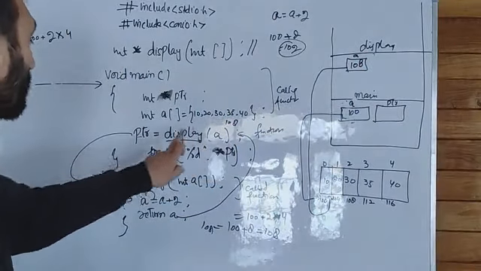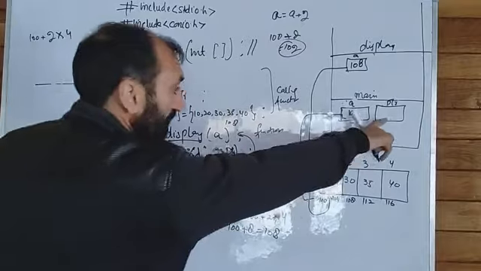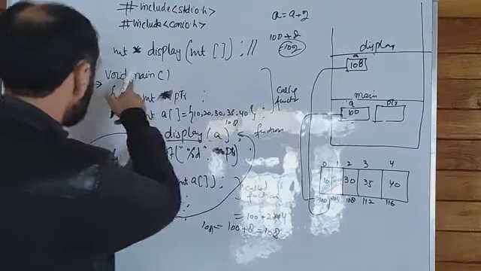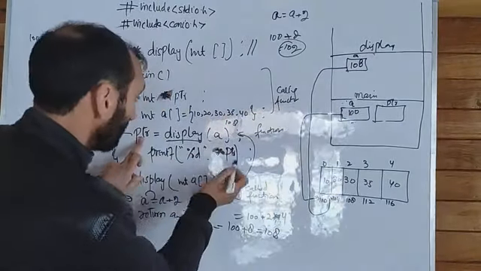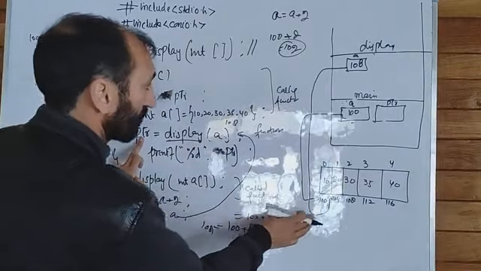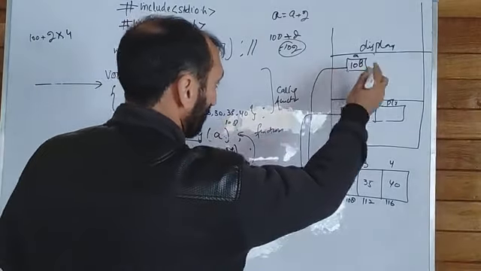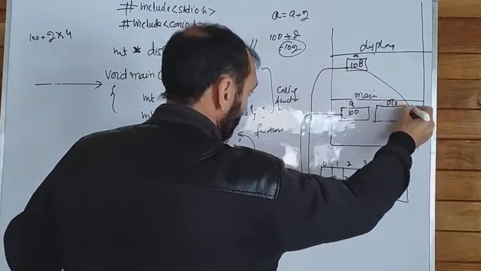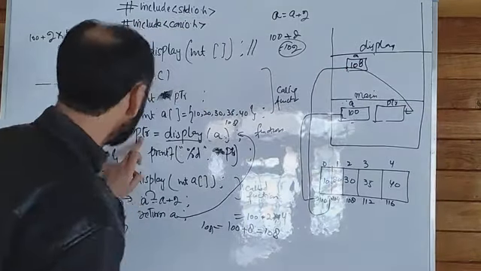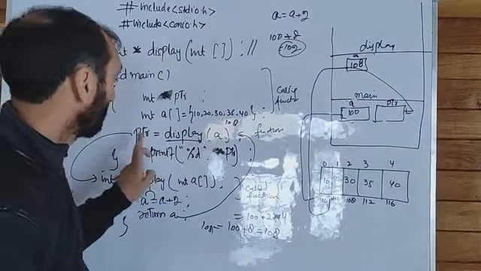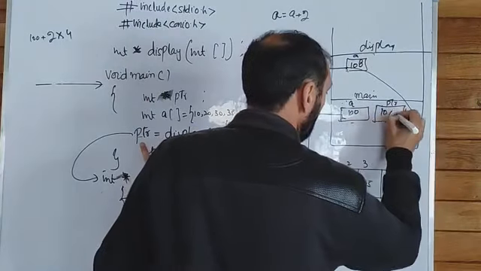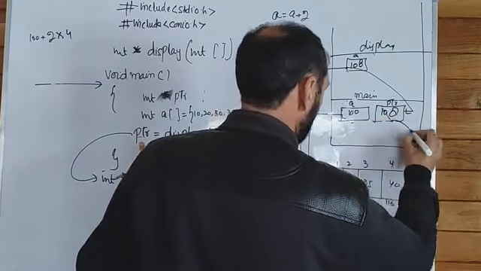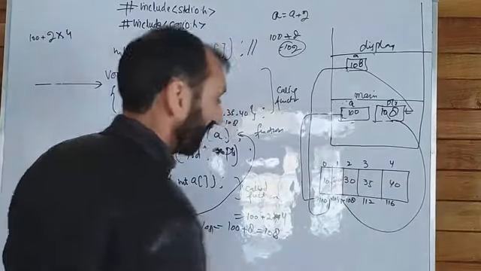That is going to be returned to this PTR. That means this 108 is going to return from the display function to this PTR. So PTR now contains 108. Now this PTR points to 100.